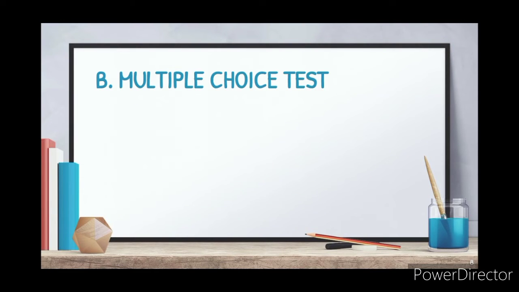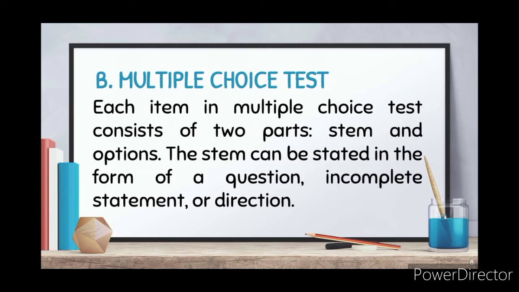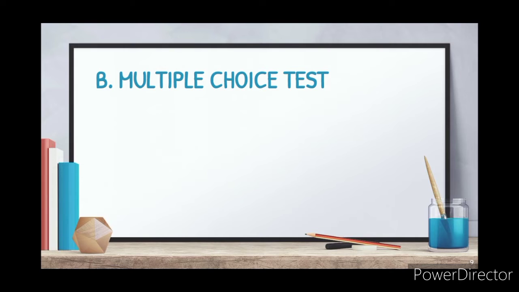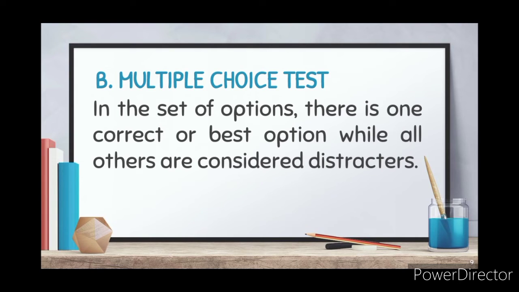The next test construction is the multiple choice test. Each item in a multiple choice test consists of two parts, stem and options. The stem can be stated in the form of a question, incomplete statement, or direction. In the set of options, there is one correct or best option, while all others are considered distractors.